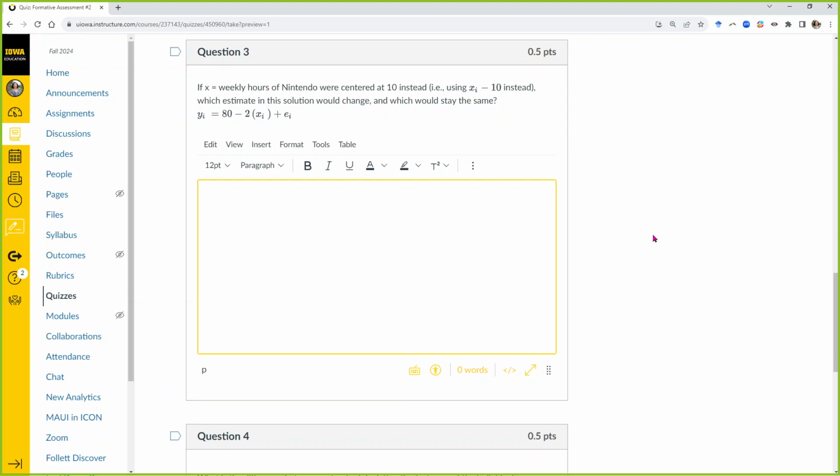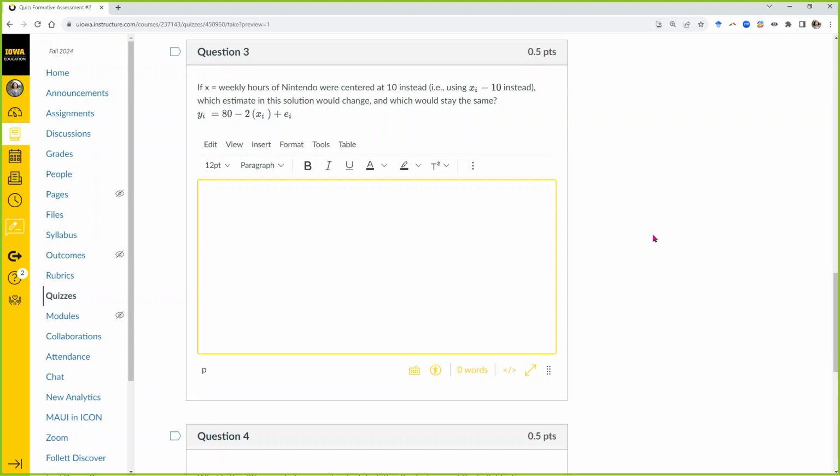Intercept will change. Yes, the intercept would change. What would stay the same? Slope. And the residual. Yes, exactly. So the intercept would change, and the slope and the residual would stay the same.